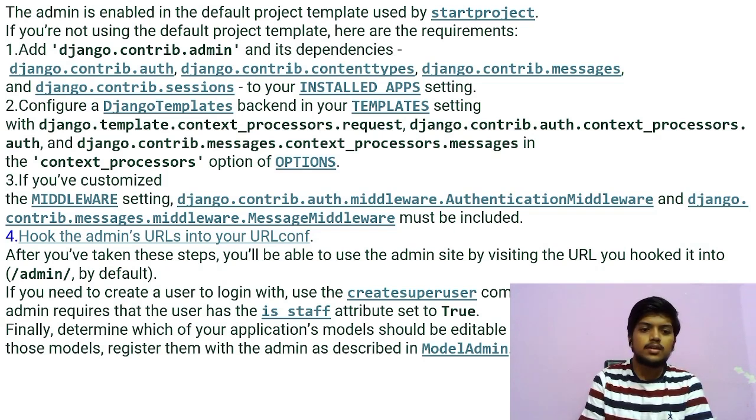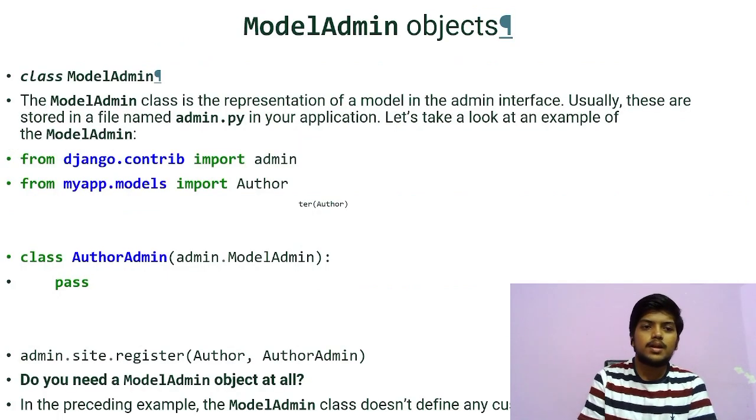If you need to create a user to log in, use the createsuperuser command. By default, logging into the admin requires that the user has the is_staff attribute set to True. ModelAdmin objects. class ModelAdmin. The ModelAdmin class is the representation of a model in the admin interface. Usually these are stored in a file named admin.py in your application.